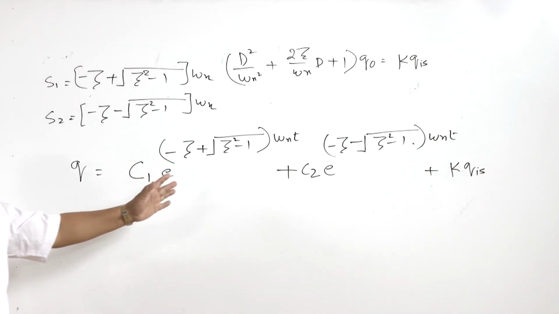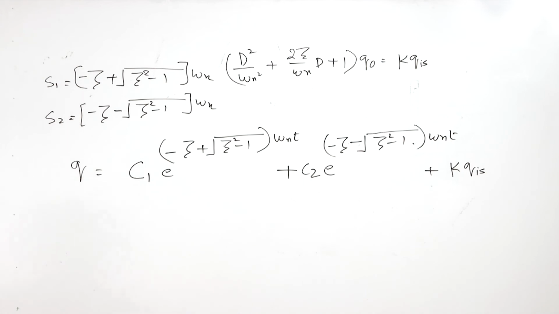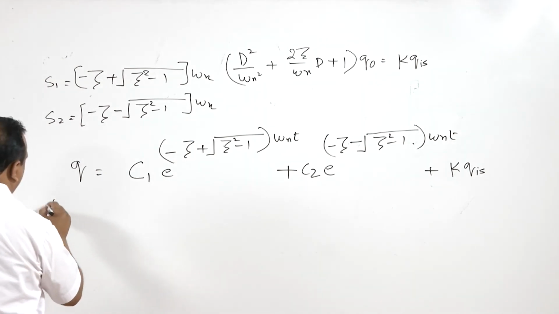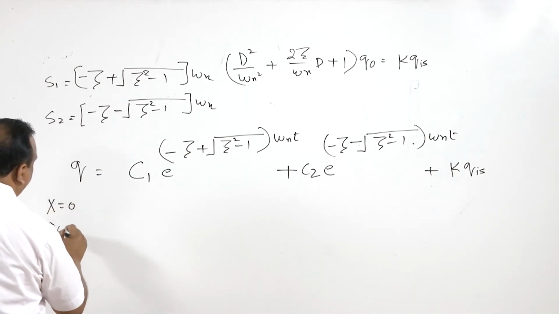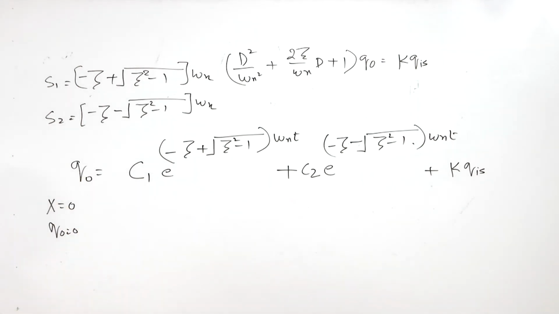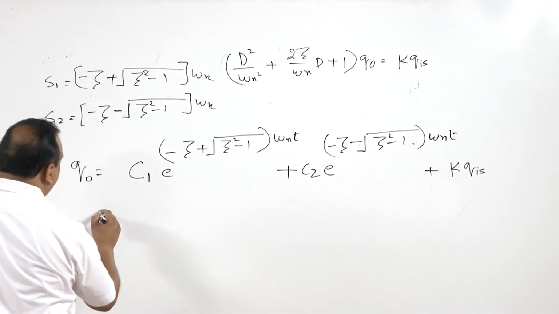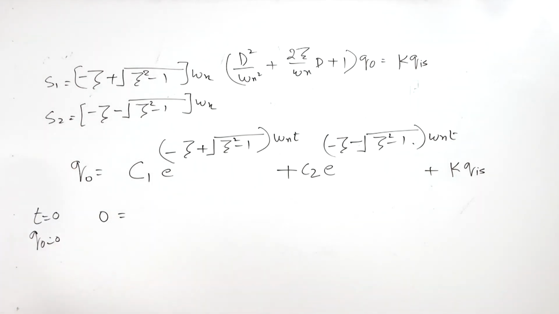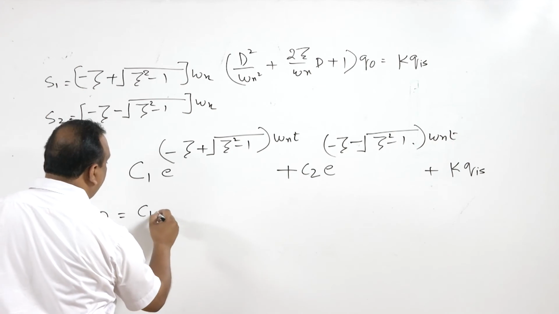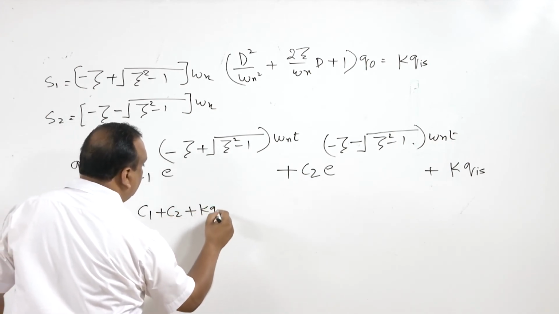Now we will be putting in the boundary conditions. There are two boundary conditions. The first boundary condition is at t is equal to 0, QO is equal to 0. So we put QO here: 0 is equal to, with t equal to 0, C1 plus C2 plus KQIS.